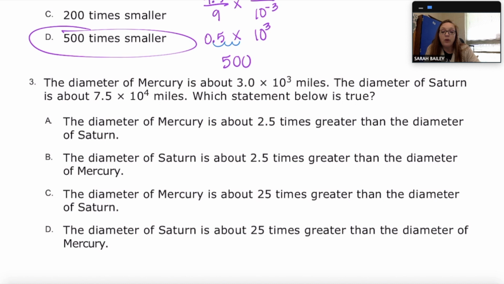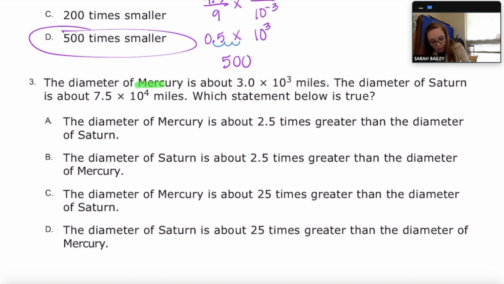A, the diameter of Mercury is about 2.5 times greater than the diameter of Saturn. B, the diameter of Saturn is about 2.5 times greater than the diameter of Mercury. Okay. And then C and D, same thing, but they're talking about 25 times greater. So one of these has a greater diameter, and we want to know how many times greater.